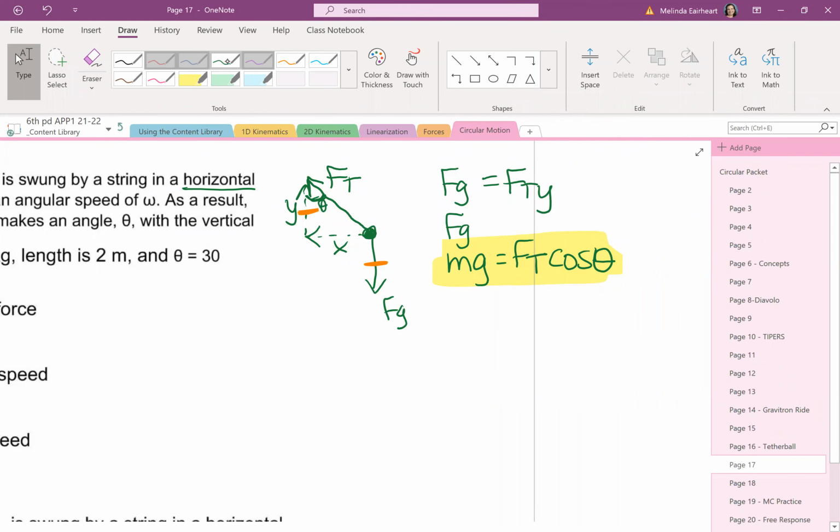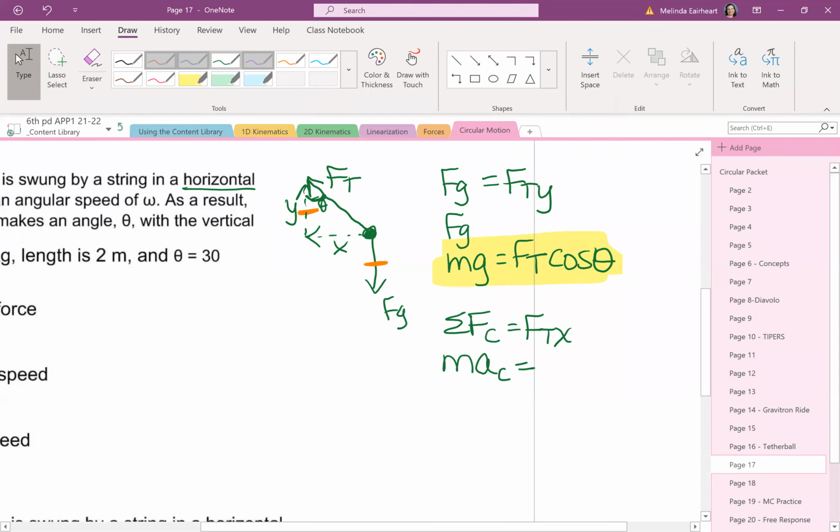What about the X direction? Does anyone balance the horizontal component? No. So if there's nothing to balance, we got a net force. And it's moving in a horizontal circle. And so it's going to be a horizontal net centripetal force. And so F_TX, F net equals m a_c.